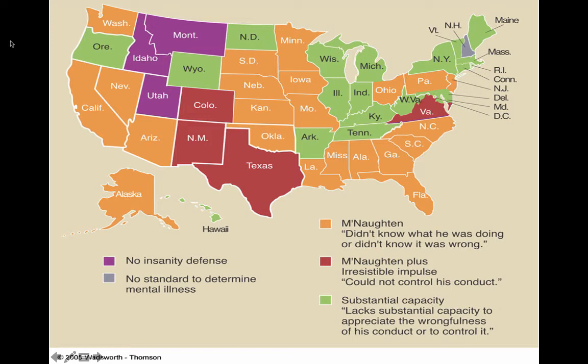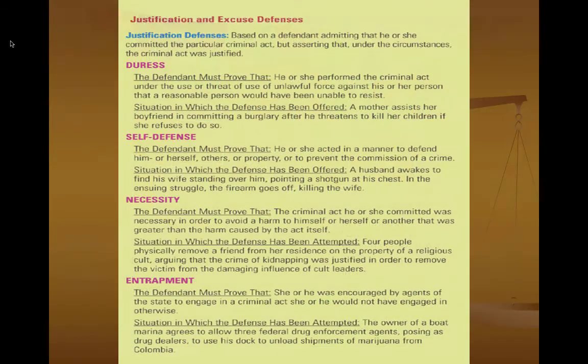All right, here's a quick map that you can pause and look at, color-coded, of all the states to see which states have no insanity defense, which have the M'Naghten Rule, and how they're aligned. And then here's another look, which you can pause to study, at which states have justification and excuse defenses and how those are aligned.